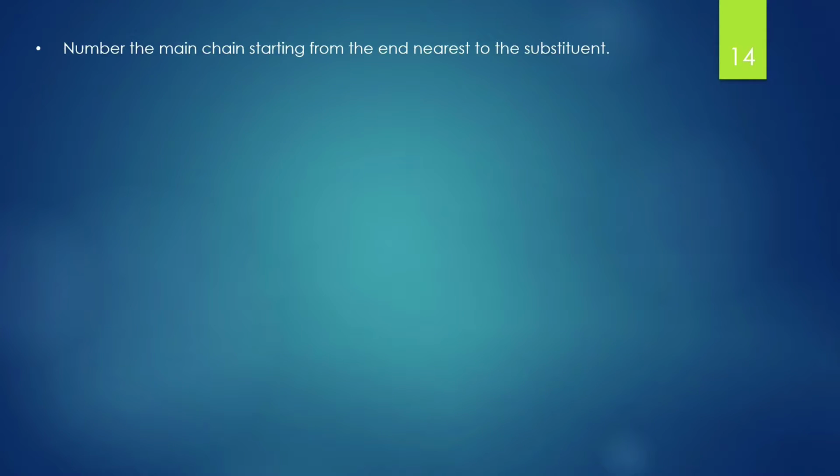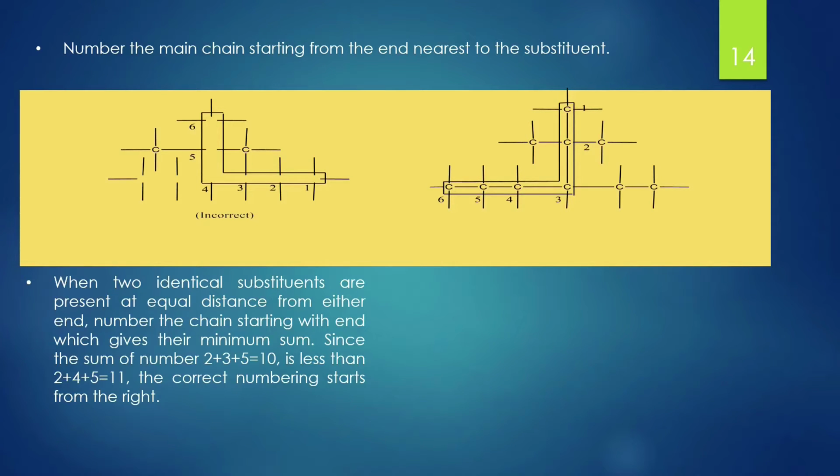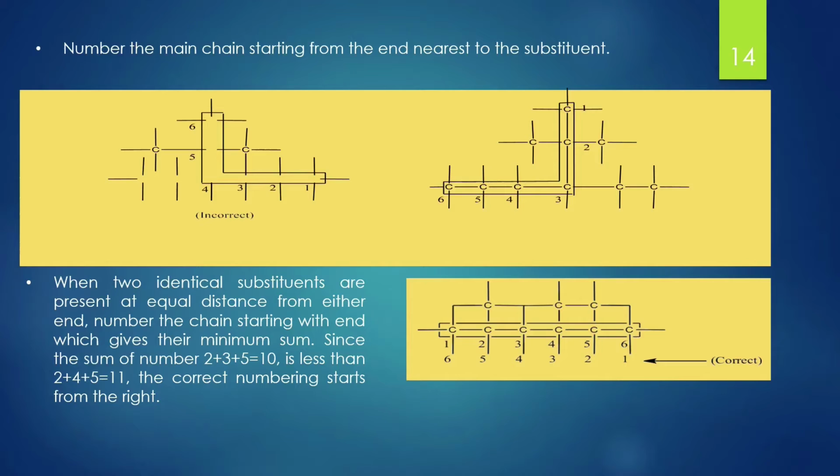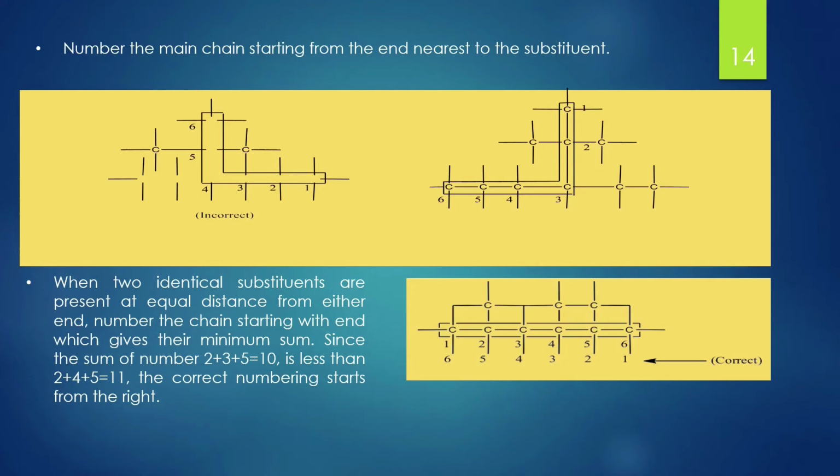Third rule is number the main chain starting from the end nearest to the substituent. Now substituent is anything which is not the part of main chain. Rule number 4, when the 2 identical substituents are present at equal distance from either side, number the chain starting with the end which gives their minimum sum. Since the sum of 2, 3, 5 is 10, which is less than 2, 4, 5 is 11, the correct numbering starts from the right hand side in case of the example shown in the diagram.